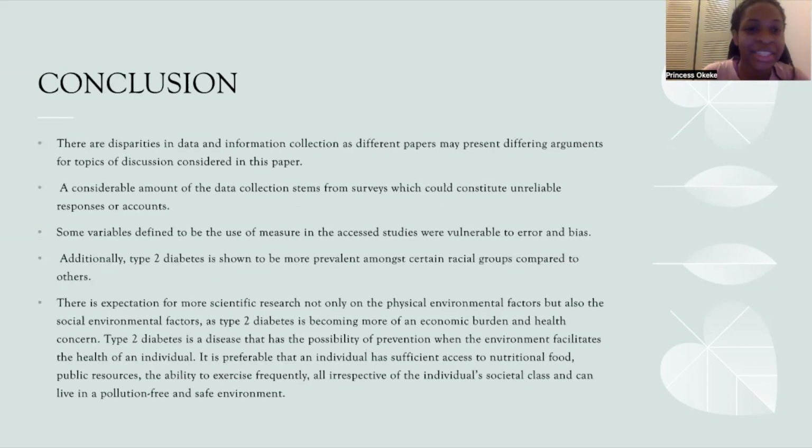Now, this leads to the end of my presentation. What I would conclude with is that there were disparities in data as different papers presented different arguments for the topics in this paper. A considerable amount of data stems from surveys, which would be unreliable because people's responses are affected by different factors that are not considered. There was error and bias, and type 2 diabetes is shown to be more prevalent among certain racial groups compared to others, which was not taken into account in this project.